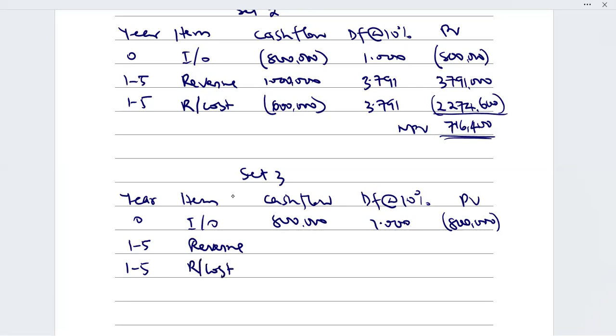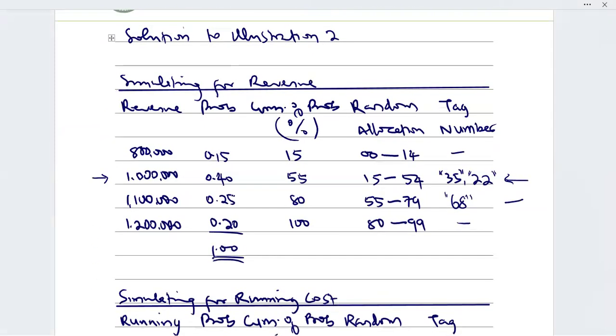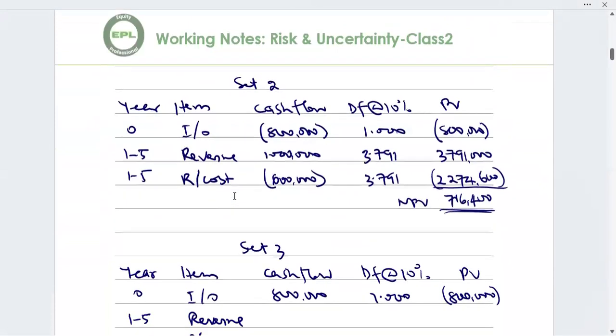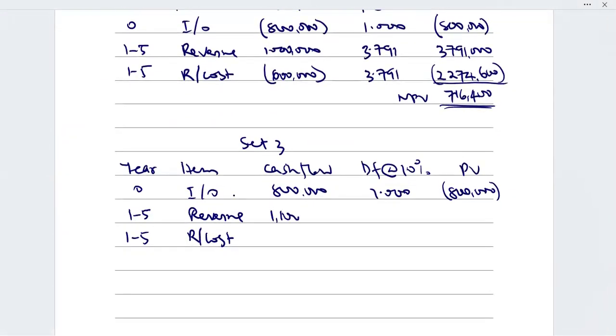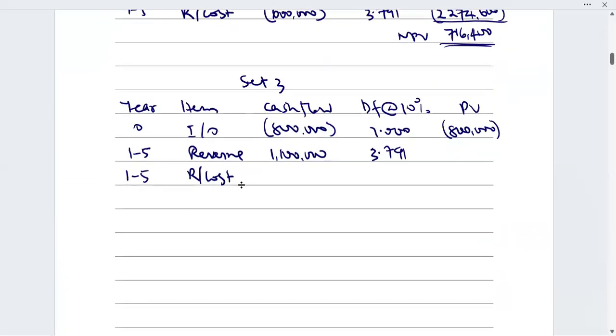So for set 3, the tag number is 68 for revenue. Here is 68. Trace it to the left, that's 1.1 million, multiplied by 3.791. Then running costs. The tag number for running costs is 90. So 90 lies on the last running cost of 700,000, multiplied by 3.791.